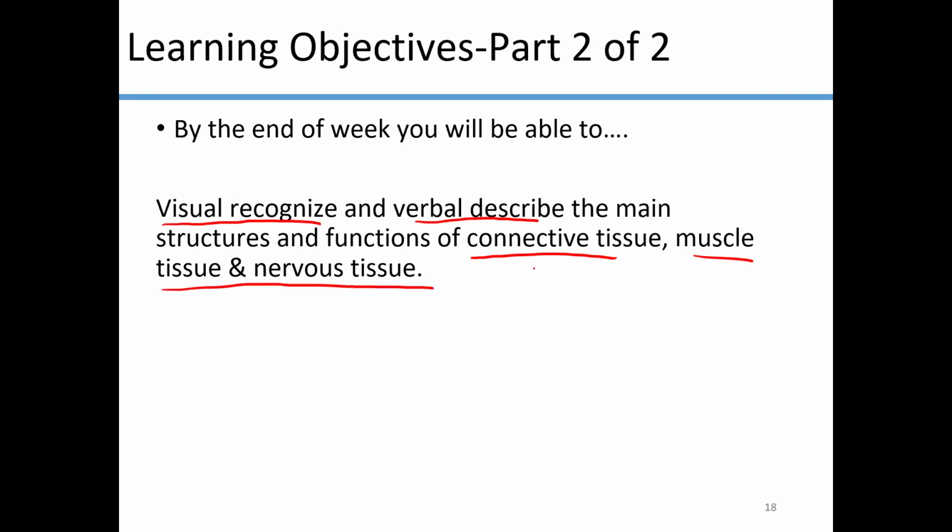Now, one thing I do want to mention is this is going to be kind of an overview of these three different types. Whenever you move on to anatomy and physiology, you are going to go into these three different types in much more detail and in much more complexity. So for our class, we're just going to do an overview to understand what these are, what the functions are, and where they're going to be located. But again, you are going to explore this in much more depth whenever you go to anatomy and physiology.